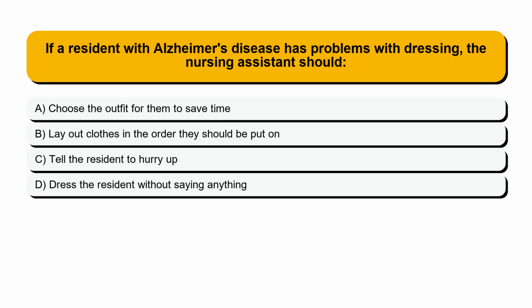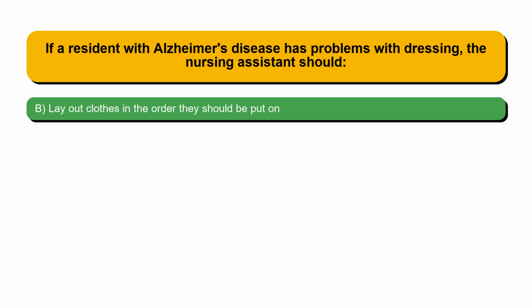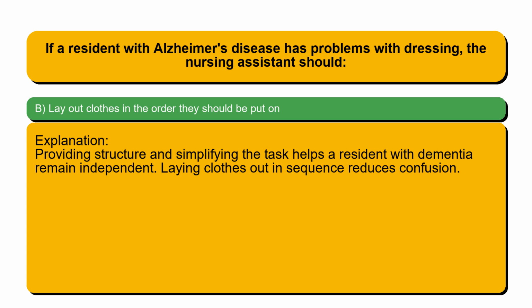Question 8. If a resident with Alzheimer's disease has problems with dressing, the nursing assistant should: Option A. Choose the outfit for them to save time. Option B. Lay out clothes in the order they should be put on. Option C. Tell the resident to hurry up. Option D. Address the resident without saying anything. The correct answer is option B. Lay out clothes in the order they should be put on. Providing structure and simplifying the task helps a resident with dementia remain independent. Laying clothes out in sequence reduces confusion.